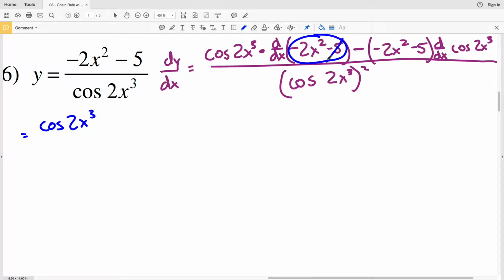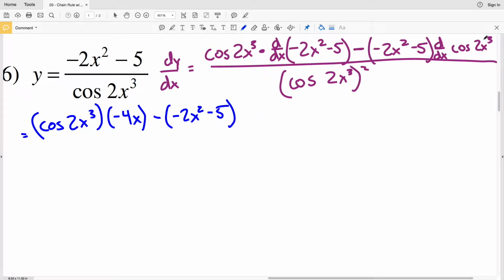So now simplifying, we'll have the cosine of 2x cubed times the derivative of negative 2x squared minus 5. That 5 is a constant, so the derivative is 0. Therefore, I'm looking at negative 2x squared, which 2 times negative 2 is negative 4, so that's going to be negative 4x. So we have the cosine of 2x cubed times negative 4x, and we're going to be subtracting negative 2x squared minus 5 times the derivative of the cosine of 2x cubed.